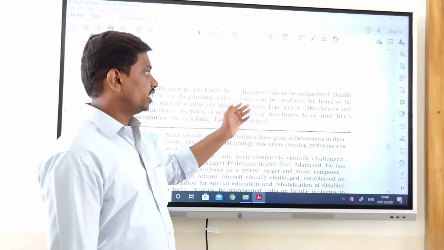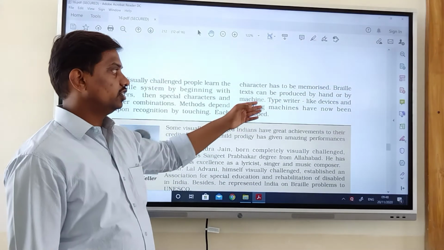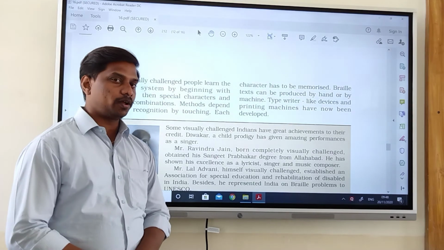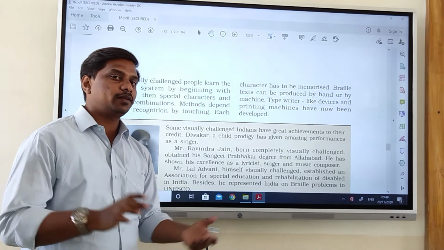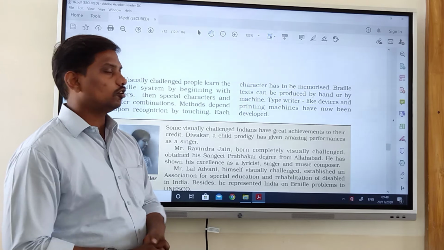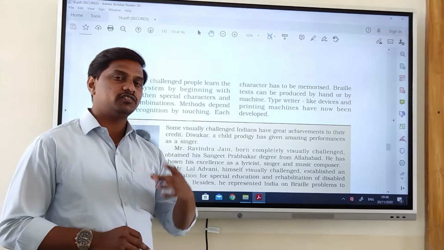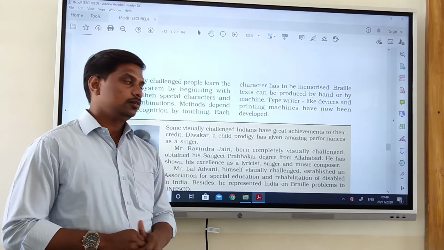So Braille text can be produced by hand or by machine. Typewriting-like devices and printing machines have now been developed. Okay, so those patterns can be produced by typewriting machines, or they have different types of devices for different types of patterns. So that's why they can recognize by the pattern also.